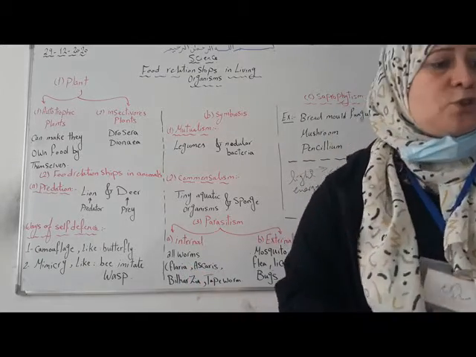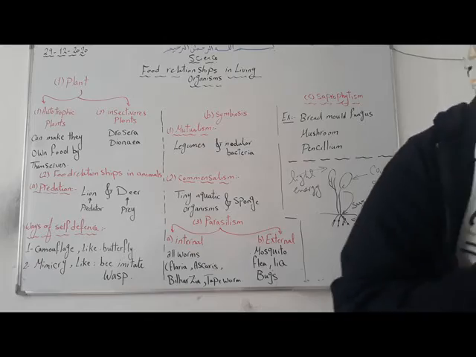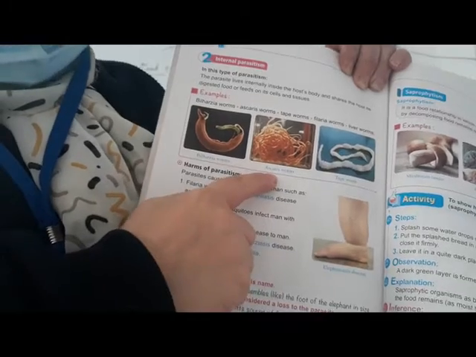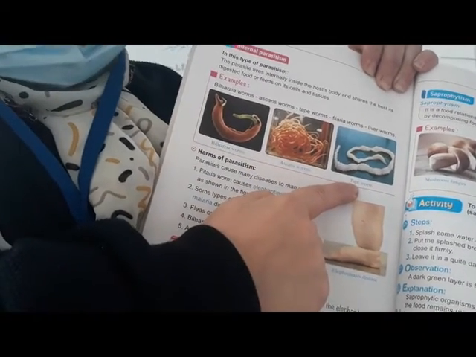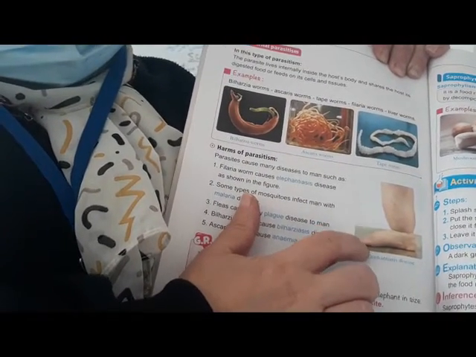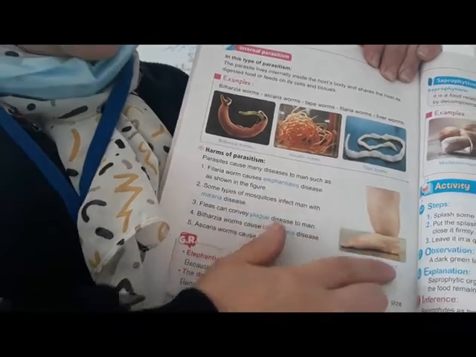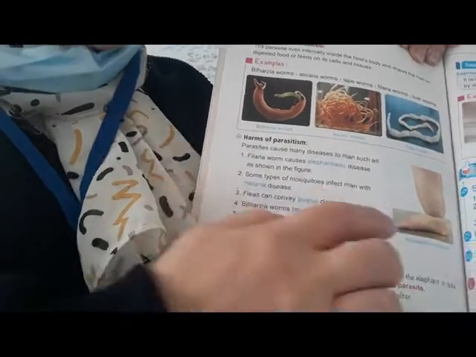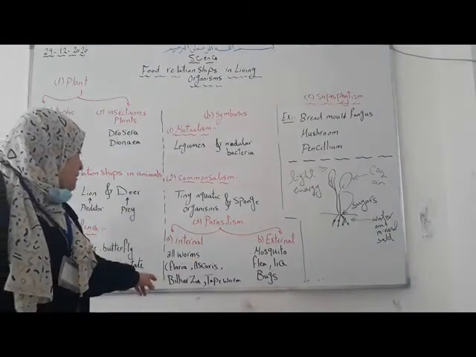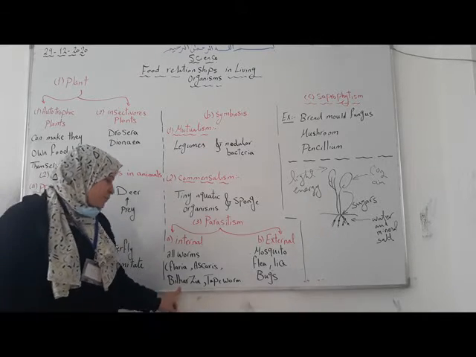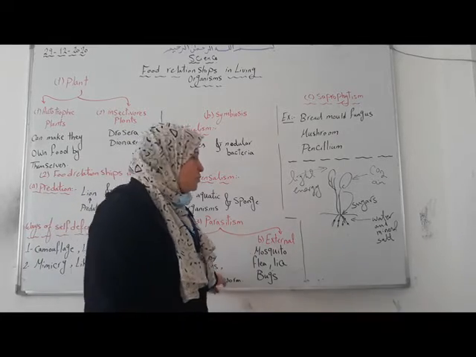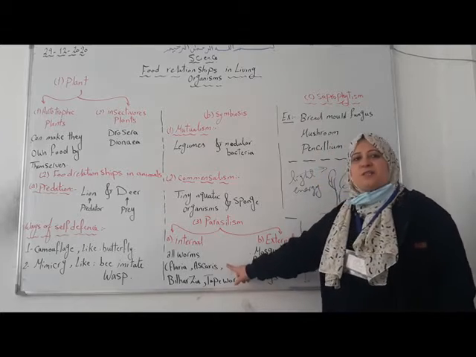I'll show you some pictures. Here are the worms. This is the bilharzia worm, and this is the ascaris worm, and finally this is the tapeworm. I told you that filaria causes a disease called elephantiasis. Here the leg becomes bigger and bigger so that it resembles an elephant's. Okay? We also have the bilharzia worm, which causes bilharziasis. And ascaris causes anemia. Do you know anemia? Ascaris causes anemia.